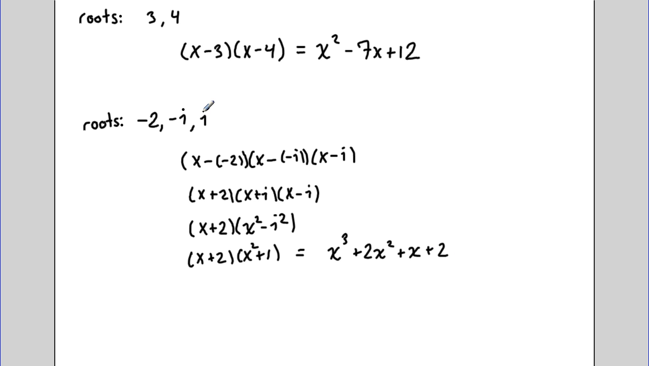This polynomial would have those same roots. We can see we have 2 complex roots, which come in conjugate pairs, and 1 real root. So this would cross the x-axis once.